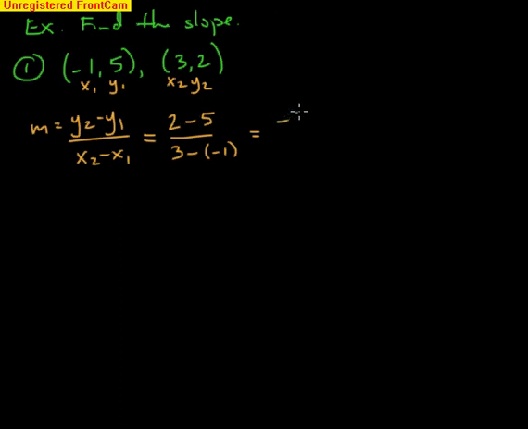2 minus 5 is negative 3 on the top. On the bottom, we go ahead and change the minus into a plus plus. And 3 plus 1 is 4. This does not simplify, so here is your slope, negative 3/4.